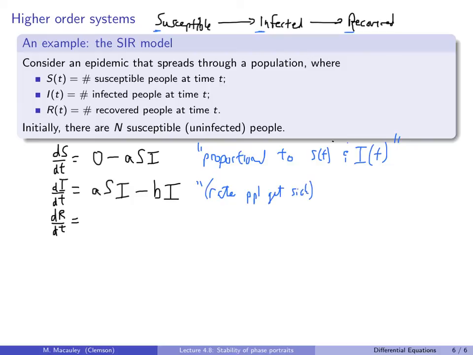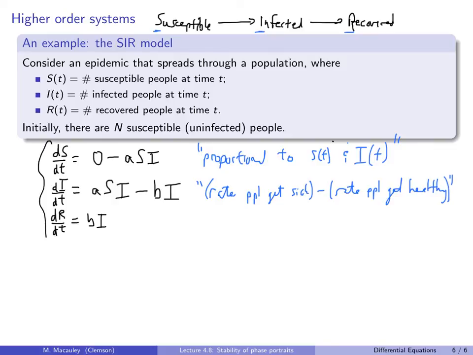This is the rate in minus the rate people get healthy. And then finally, dR/dt. The rate out of the I state is equal to the rate in of the R state, so this is just going to be B times I.